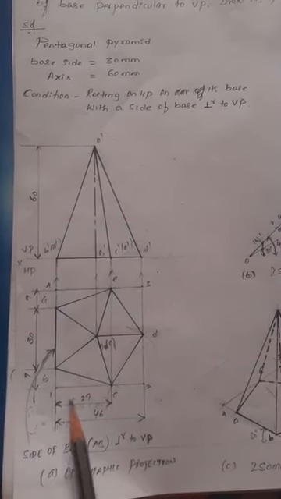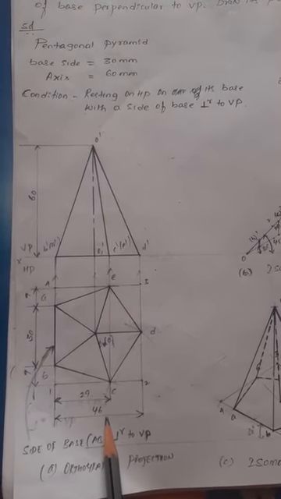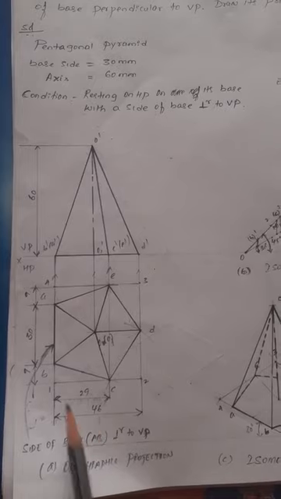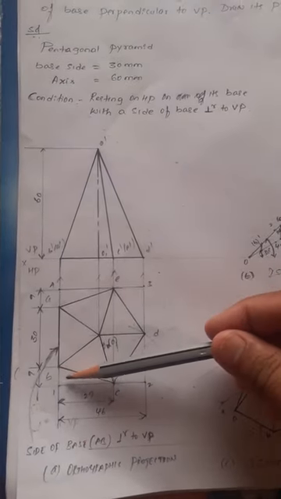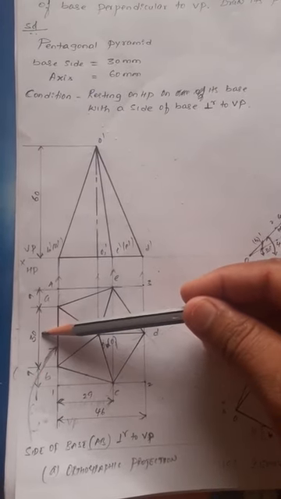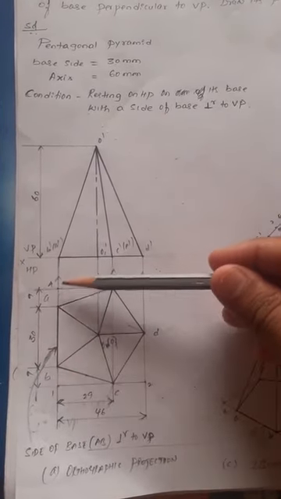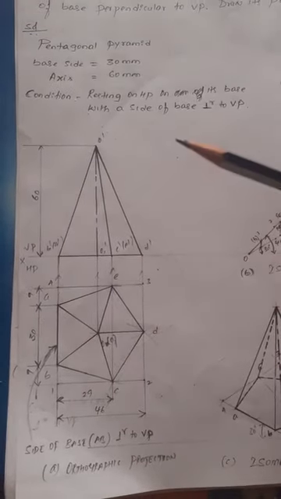Then give the dimension from corner 1 to 2. How much is it? By measuring it, you get 46 mm. 1 to C is 29 mm. Similarly, 1 to B is 9 mm. 1 to A is 9 plus 30, which is 39. Then 1 to 4 is 39 plus 9, 48 mm.